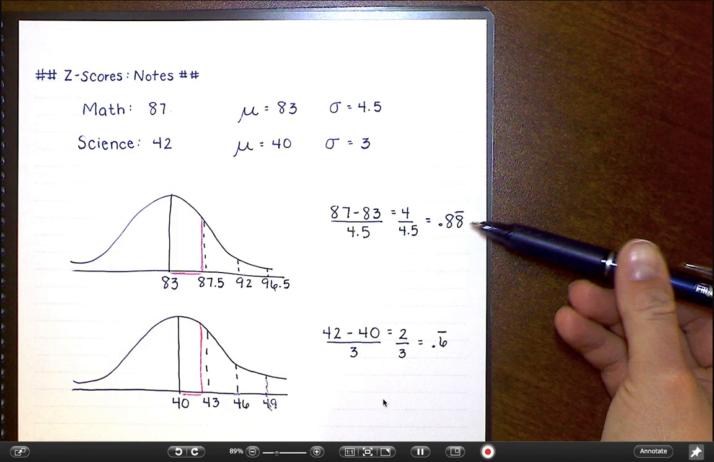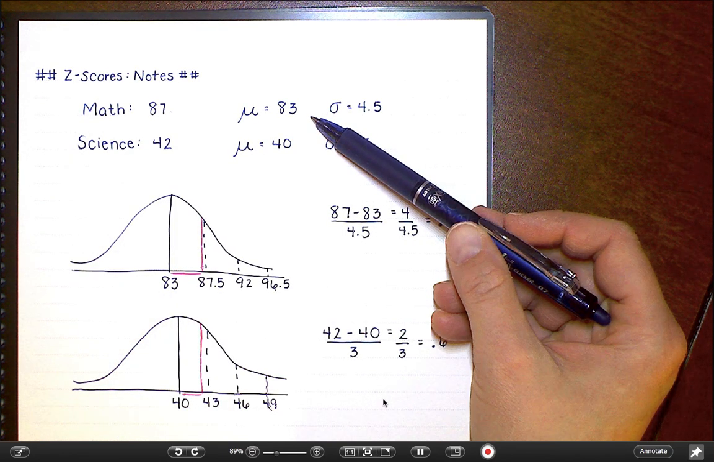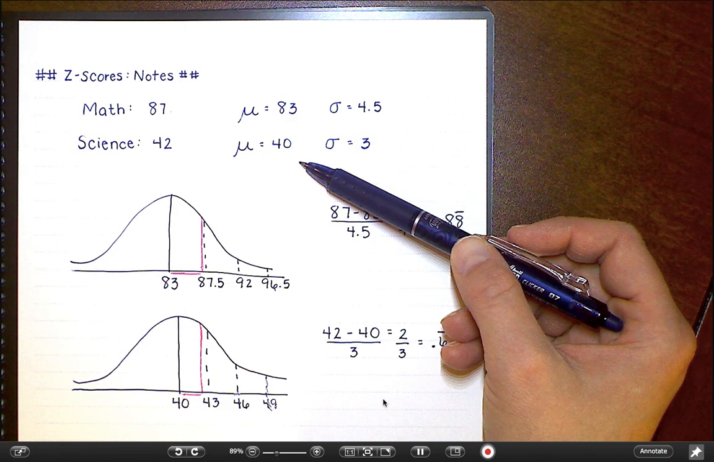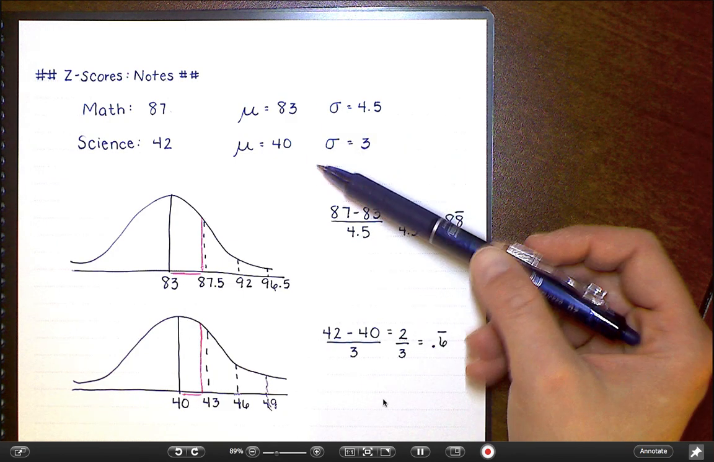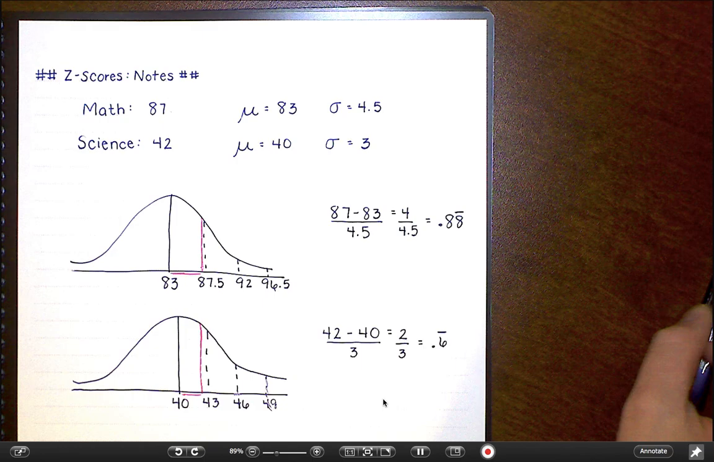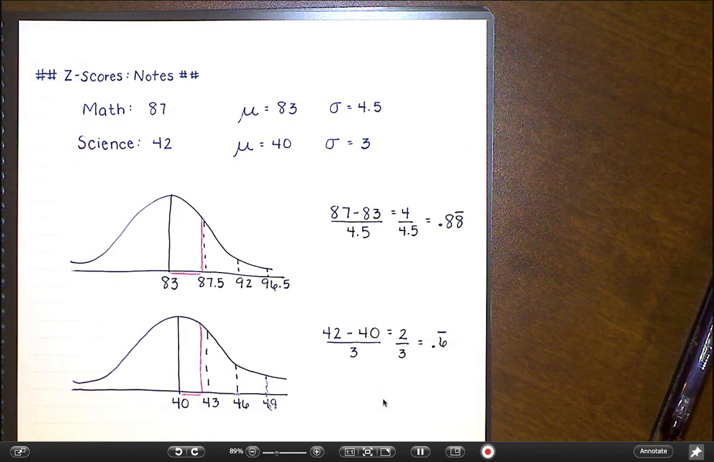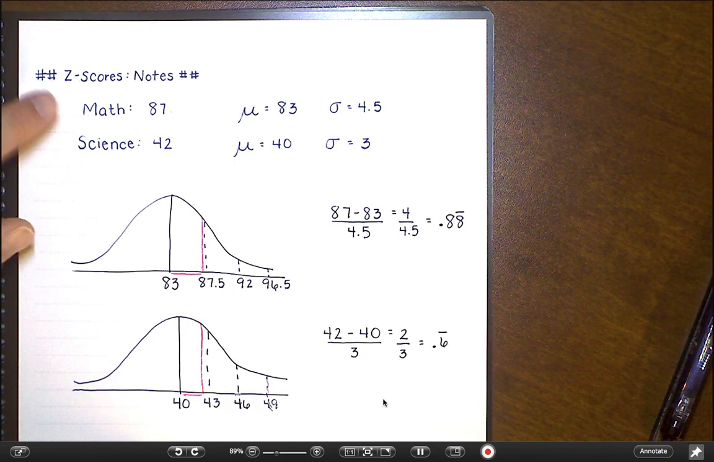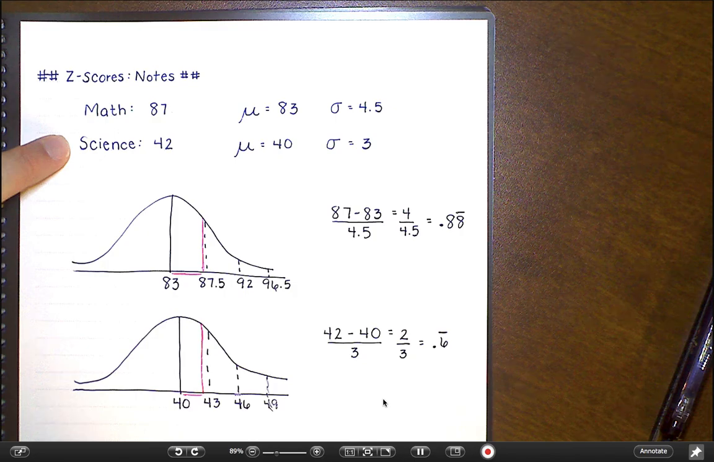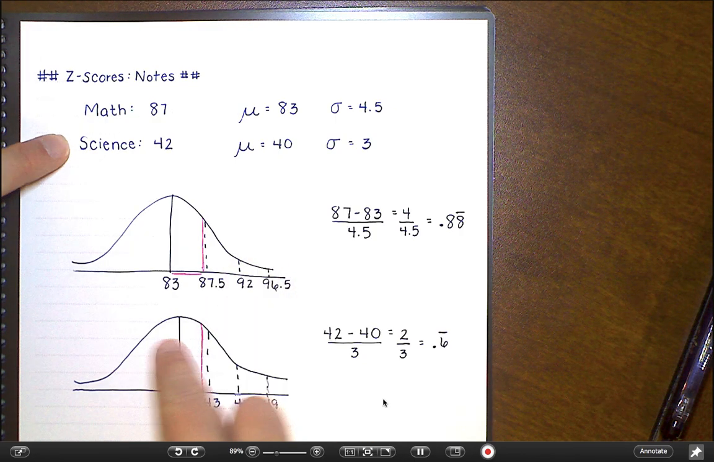comparison to the rest of the class, my math score was actually a little bit better than my science score was, okay, in terms of the data that I'm given here. So this was just an example with 2 made up scores, okay? I just made up 2 different situations where if I wanted to compare my performance in this class to my performance in this class, this is the process I would go through.